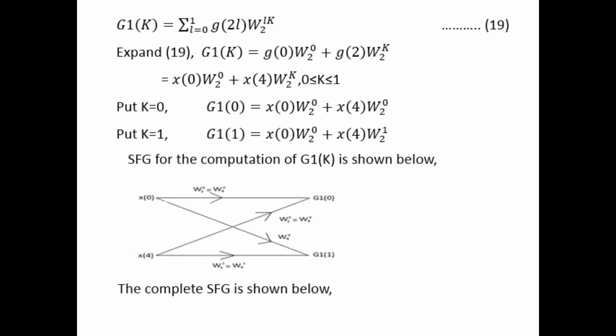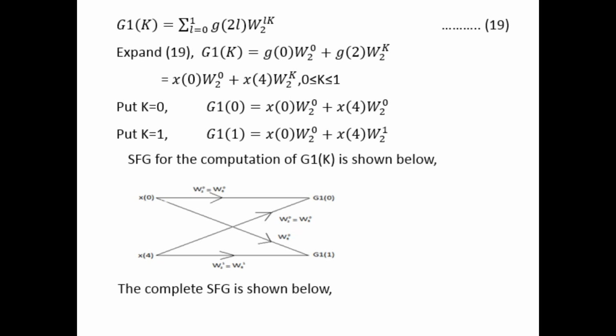By putting k is equal to 0, we get g1 of 0 is equal to x of 0 into omega 2 of 0 plus x of 4 into omega 2 of 0. Similarly, by putting k is equal to 1, g1 of 1 is equal to x of 0 into omega 2 of 0 plus x of 4 into omega 2 of 1. Signal flow graph for the computation of g1 of k is as shown below.